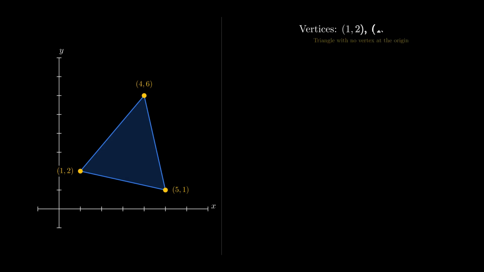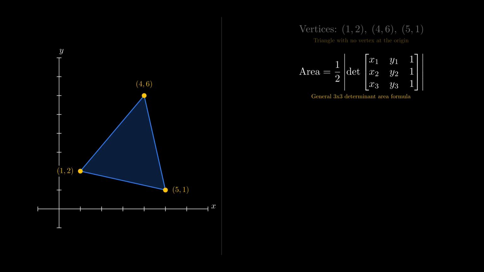What about a triangle with no vertex at the origin? Take the vertices (1, 2), (4, 6), and (5, 1). We use a 3x3 determinant where each vertex becomes a row with a column of 1s appended. The area formula is area equals 1/2 times the absolute value of the determinant of the matrix with rows x1, y1, 1, x2, y2, 1, x3, y3, 1.